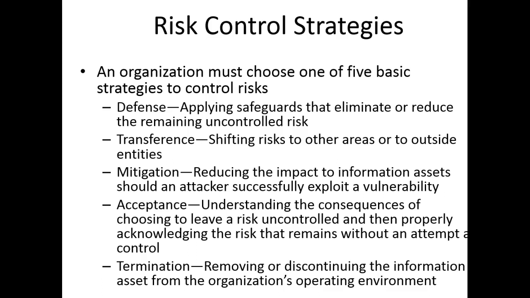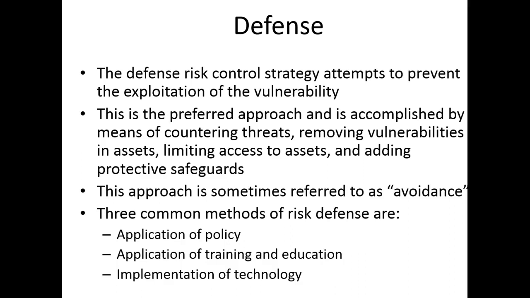Mitigation of risk. What does that mean? That means reducing the impact to the information asset should an attacker successfully exploit a vulnerability. Acceptance means that you understand the consequences of choosing to leave a risk uncontrolled, and you acknowledge that the risk will remain until you apply a control to it. And termination means you can remove or disconnect the information asset from the company. Now let's look at each of these risk control strategies.